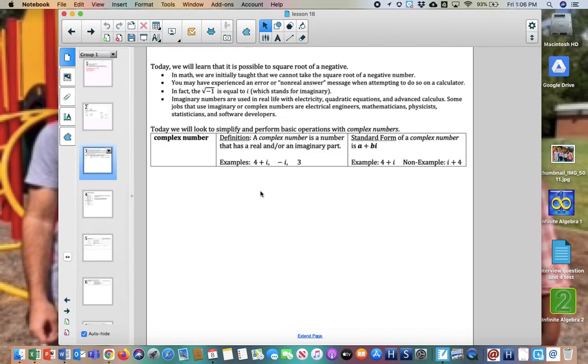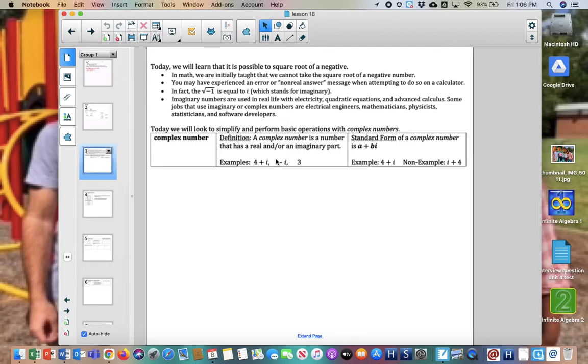Okay. So initially, just in terms of math, we're taught that we can't take the square root of a negative number. And if you've done that in a calculator before, you might have seen that show up as a non-real answer. However, really, the square root of negative 1 is equal to i, which is an imaginary number. And there are different circumstances, as you can see here, where we do use imaginary numbers in real life circumstances. And if you move forward into much higher level mathematics, you would definitely use them.